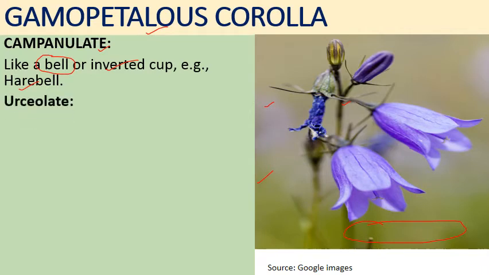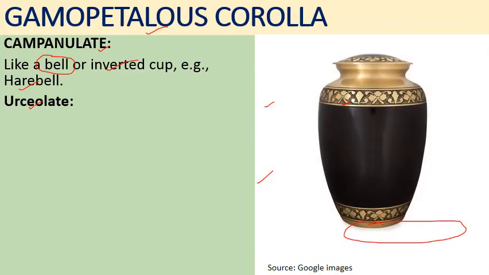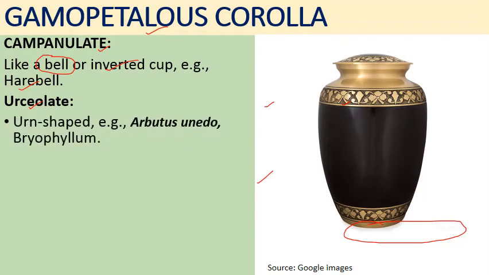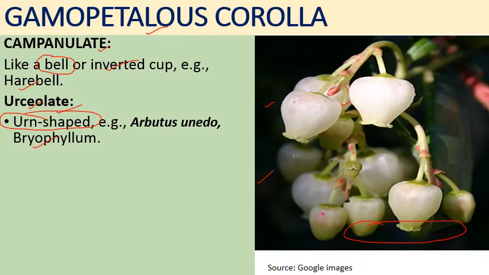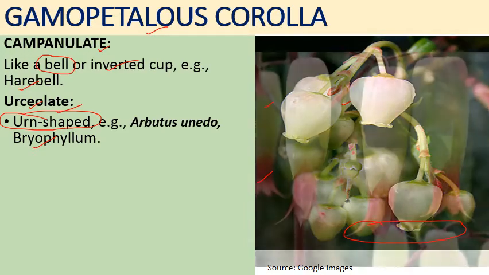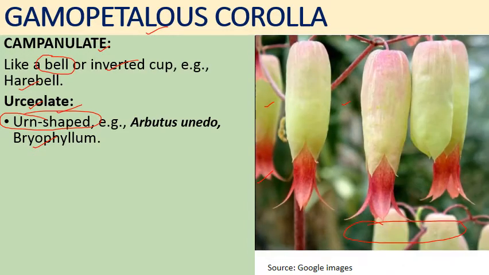Next is urceolate corolla. Urceolate corolla is an urn-shaped structure. This is the photograph which shows this urn. Corollas which are urn shaped are known as urceolate corollas. It is found in plants, for example, Arbutus, Erica, and Bryophyllum. This photograph shows this urn-shaped corolla, and this is the photograph of Bryophyllum.